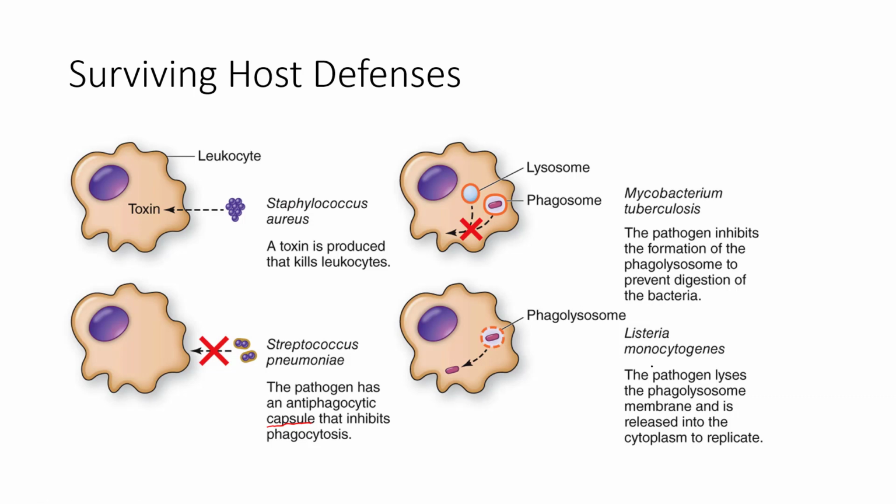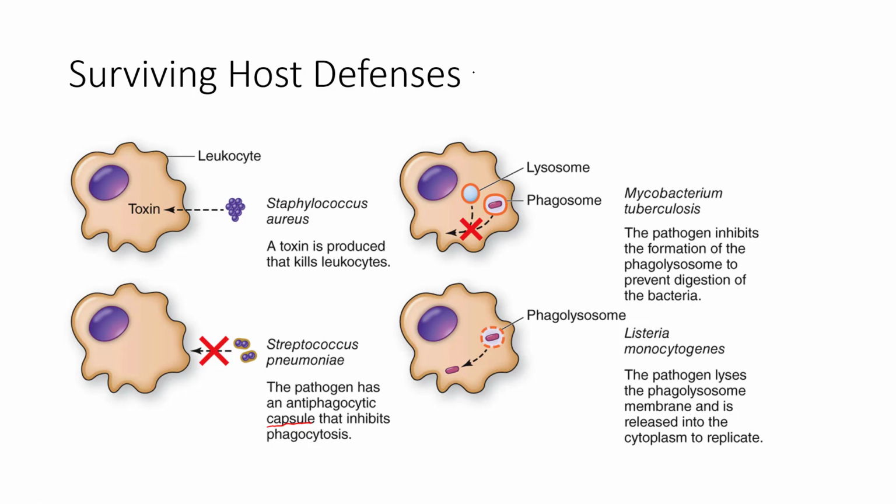And so does Listeria. So Listeria monocytogenes, another pathogen, actually disrupts the phagolysosome. It does so by actually digesting it and breaking it down, and then that releases the Listeria bacteria into the cytoplasm of the macrophage where it can then replicate. So these are some of the classic ways.